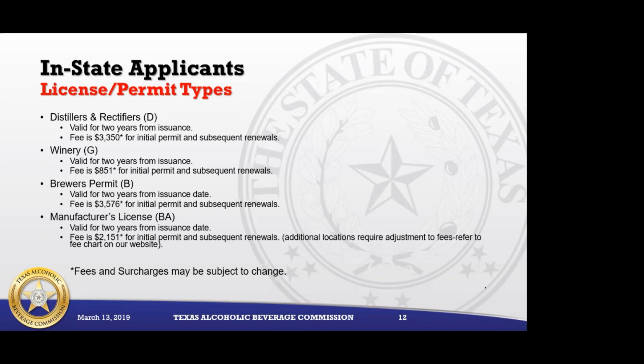They can also sell wine to the ultimate consumers for consumption on the winery premises or in unbroken packages for off-premise consumption. And they can dispense the free wine for consumption on the winery premises. Also included in this group are the brewer's permit, the Bs.